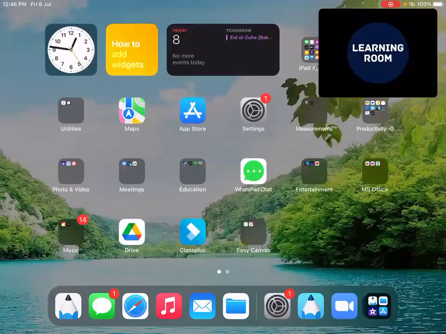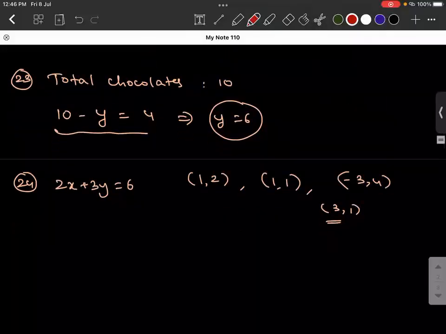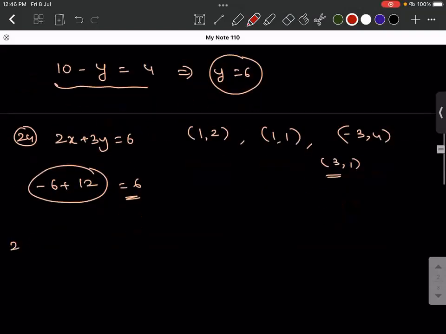Good. So shall we proceed with the next one? So what is the minus 3, 4 is satisfying? Minus 6 plus 12. That's right, 6. Shall we go to 25th? Yeah, tell me.